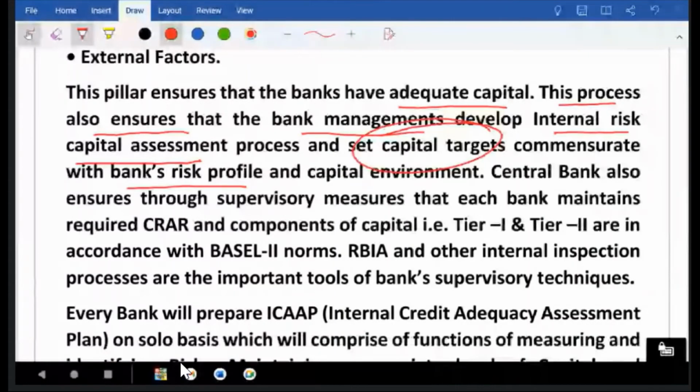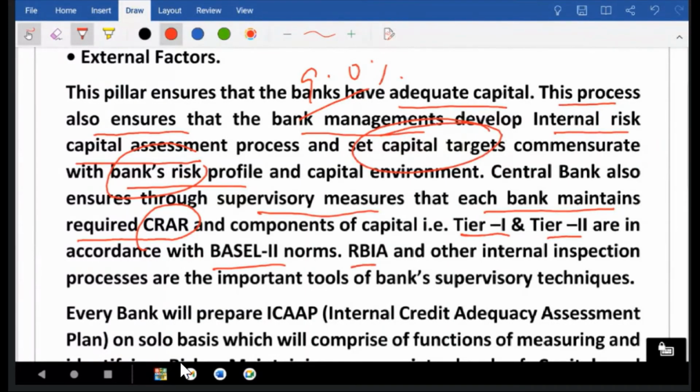The central bank, meaning RBI, ensures through supervisory measures that each bank maintains the required CRAR. In India, 9% is there, and the components of Tier 1 and Tier 2 are in accordance with the Basel 2 norms. RBIA and other internal inspection processes are important tools for bank supervisory technique, so frequent inspections are very, very important.